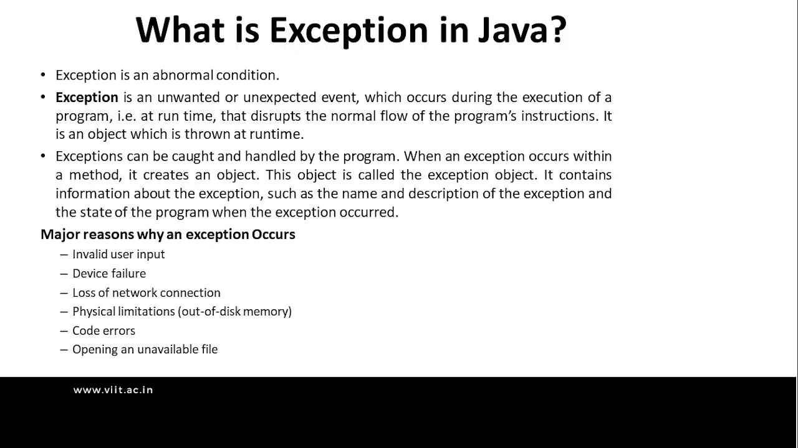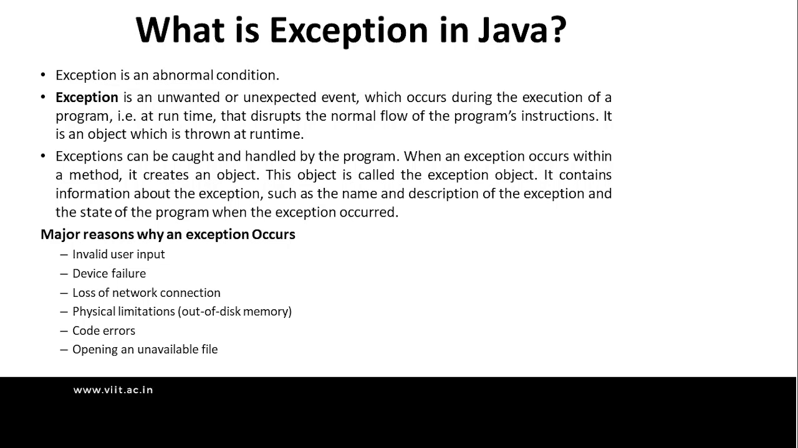What is an exception in Java? An exception is an abnormal condition. It is an unwanted or unexpected event which occurs during execution of a program, at runtime, that disrupts the normal flow of the program's instructions. It is an object which is thrown at runtime.